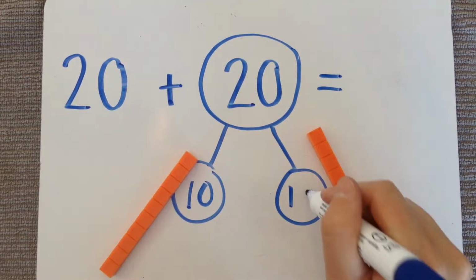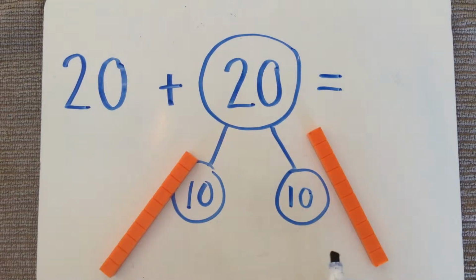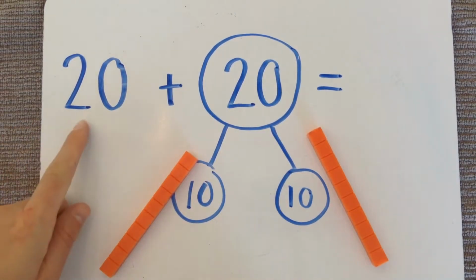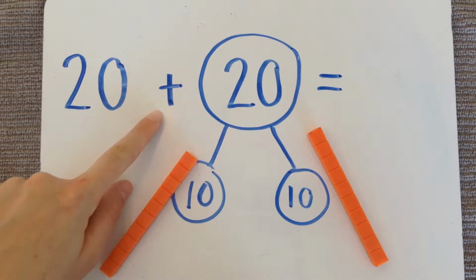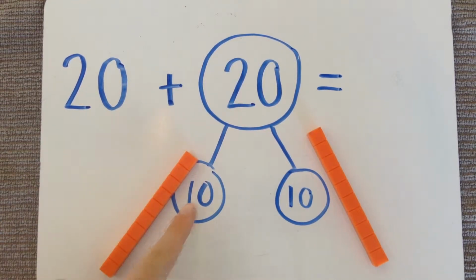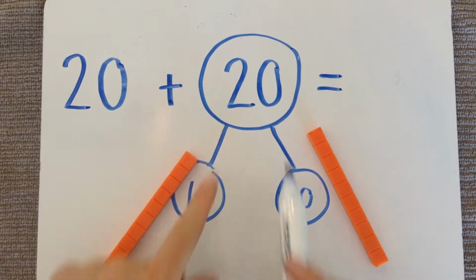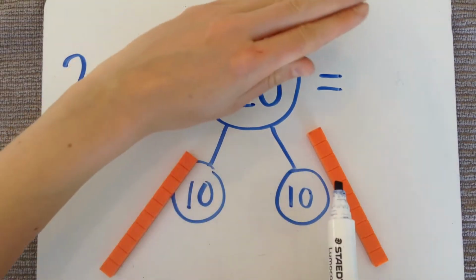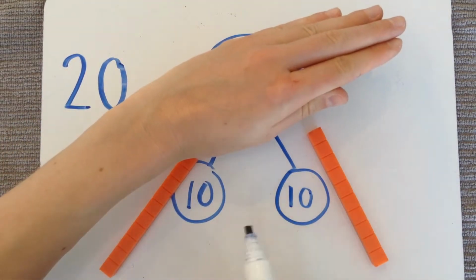And the reason I'm writing the number 20 as 10 and 10 is because now I can use skip counting by tens to find the answer to my question. My new addition question will be 20 plus 10 plus 10. You see, 10 and 10 is the same as 20. So if I don't like it, I can just write it in a different way.